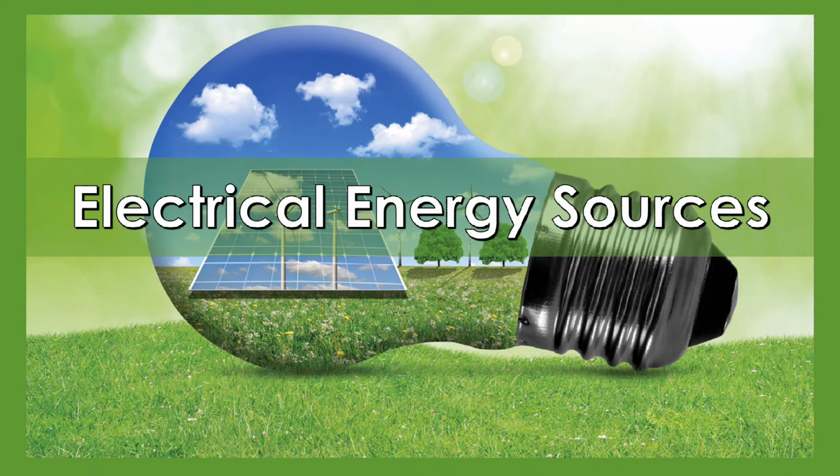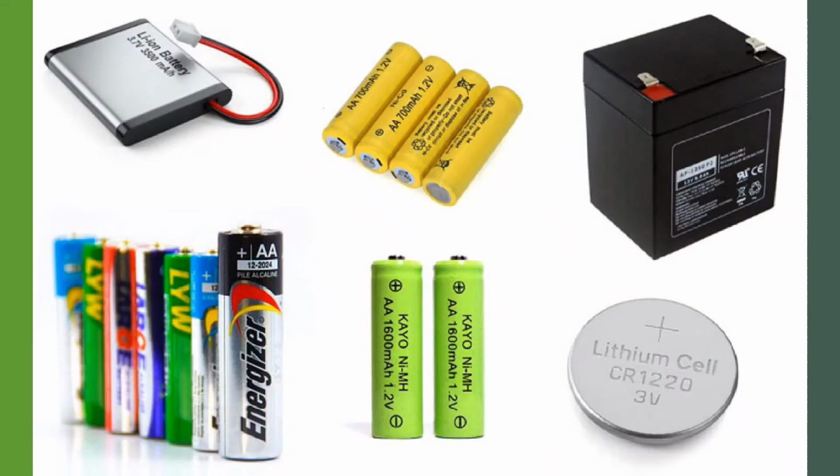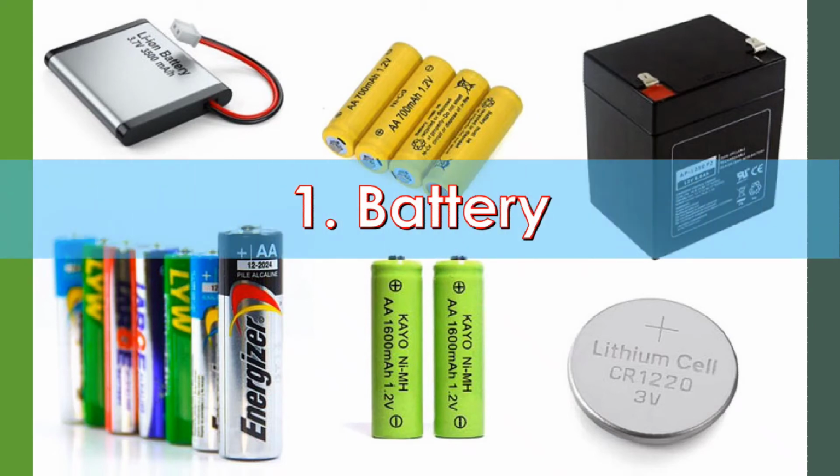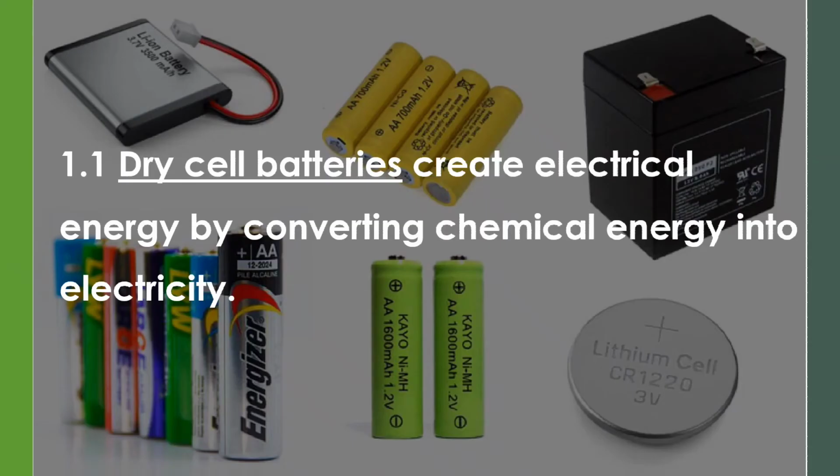So now let's go to electrical energy sources. What are some electrical energy sources? The first here is the battery. We have two types of battery: the dry cell and the wet cell. Dry cell batteries create electrical energy by converting chemical energy into electricity. So the chemical energy from the dry cell battery will convert into electricity.